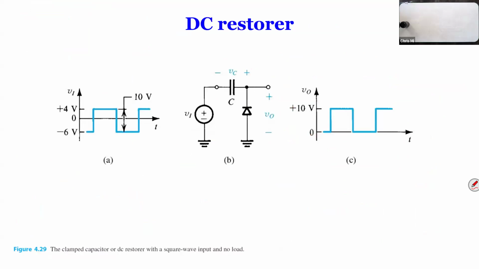Okay, next up, we're going to talk about another circuit called a DC restorer. This name is interesting. The input is AC, which is not sinusoidal, but it's still AC. It's a square wave. Why do we call it AC? Because sometimes it's positive, 4 volts, sometimes negative 6 volts, and it's a periodic waveform. It doesn't have to be periodic, but in this case it is, and it's AC.